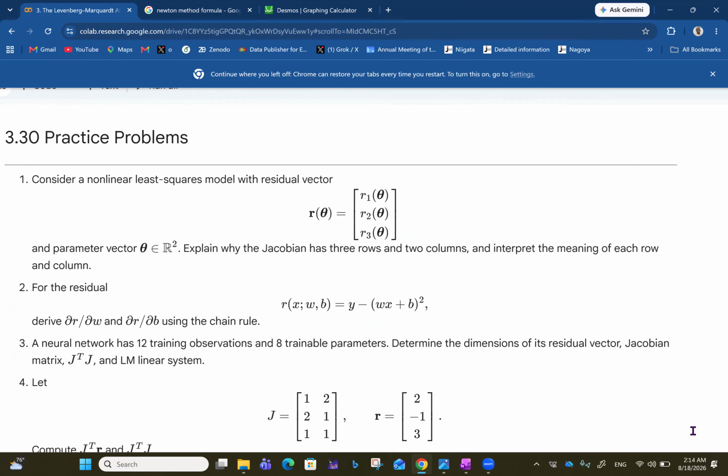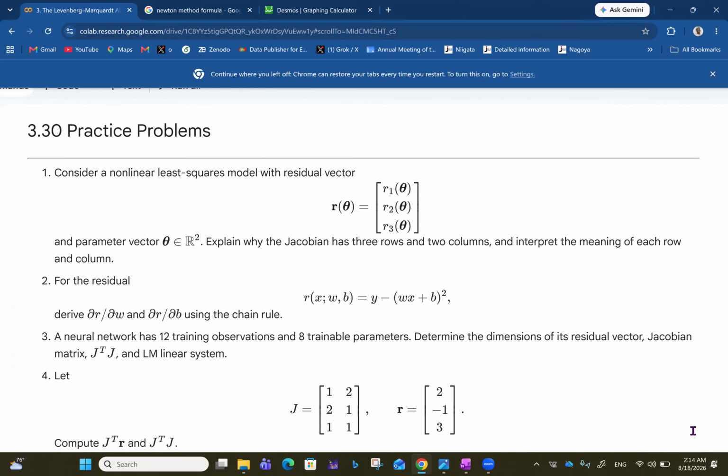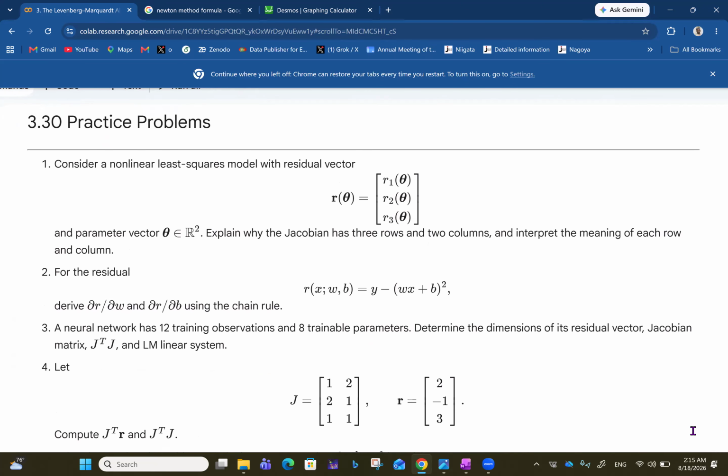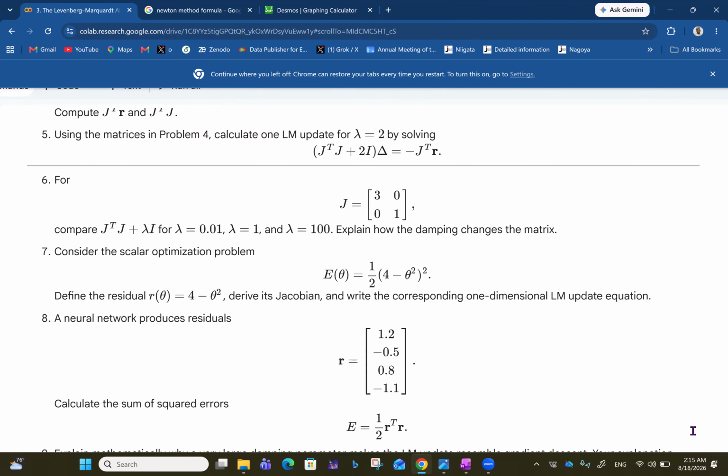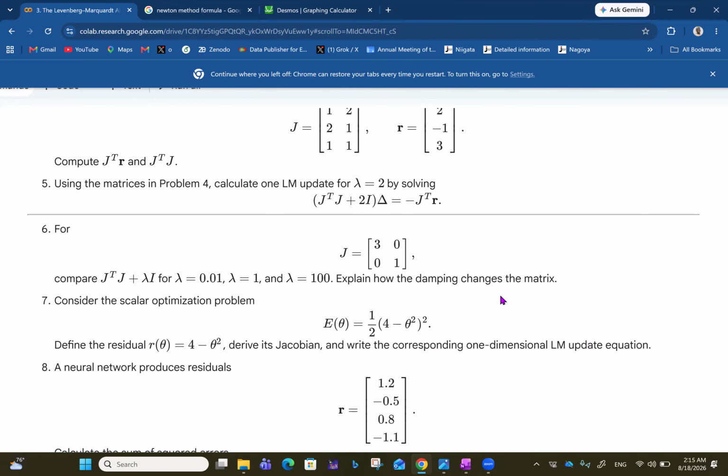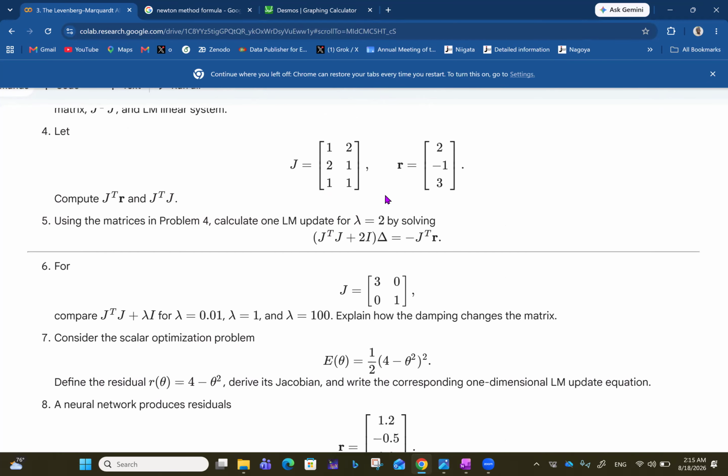So again, we have our practice problems. Of course, this has taken a lot of time, but I think I should still solve some problems. Let me see how much we can do. I'm probably going to take problems 5 and 12. Here you can see problems 1 to 4 clearly. Then you have problem 5, I'm taking problem 5. Using the matrices in problem 4, we are going to calculate one LM update for the damping parameter lambda equals 2 by solving this now.